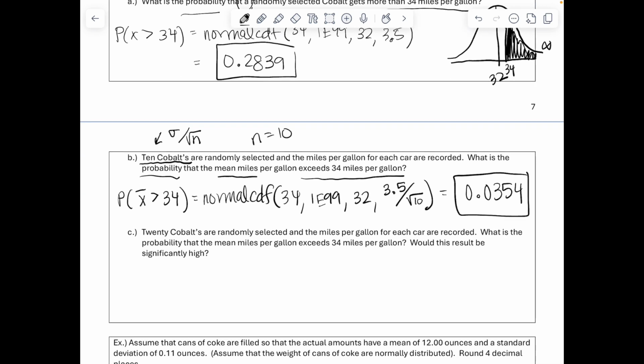Part C says 20 cobalts are randomly selected and the miles per gallon for each car recorded. What is the probability that the mean miles per gallon exceeds 34 miles per gallon? And then would this result to be significantly high? So again, we're still asking about exceeding 34 miles to gallon, and we're still asking about the probability. And so this is exactly similar to what we had up above with Part B, but instead, because we're asking about the mean miles, this time we have 20 cobalts.